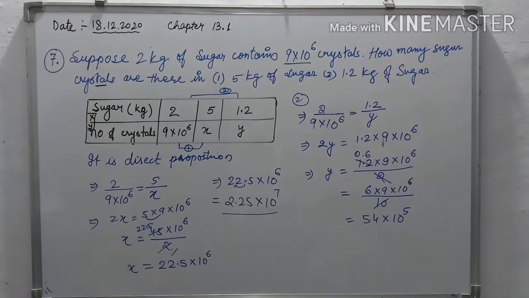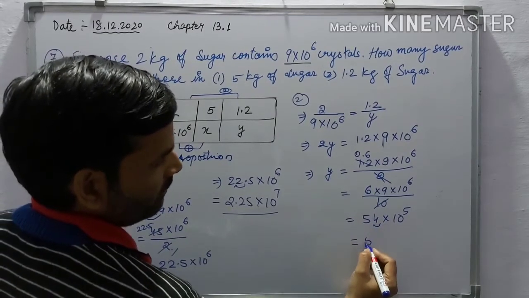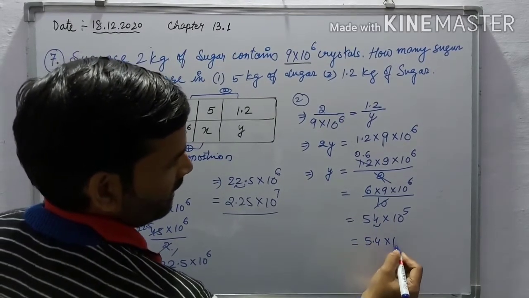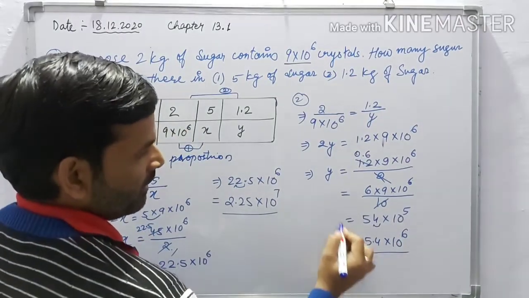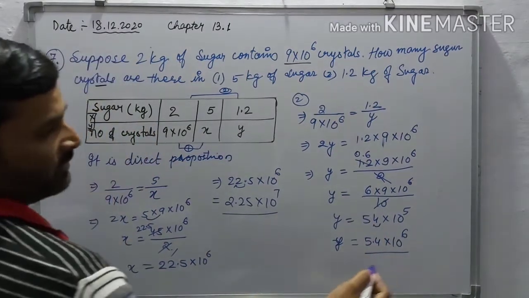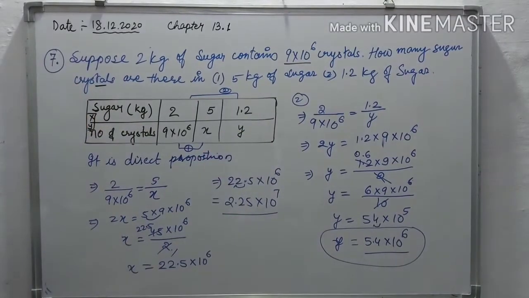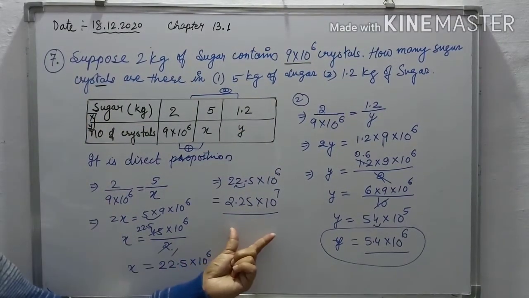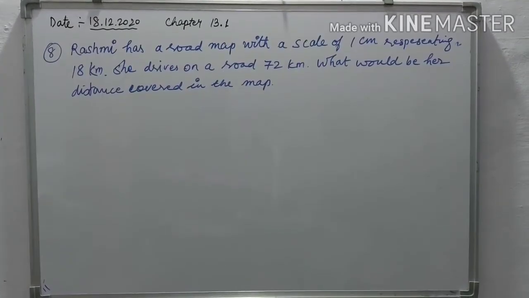Now write the standard form. Here the point will be shifted to get 5.4 into 10 power 6, the power increases because the point moves from right to left. So this is the number of crystals in 1.2 kg sugar, and 2.25 into 10 power 7 is the number of crystals in 5 kg sugar. Question number 8.